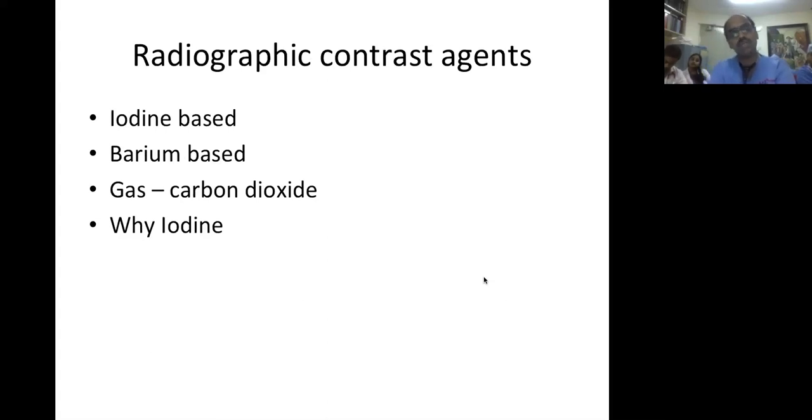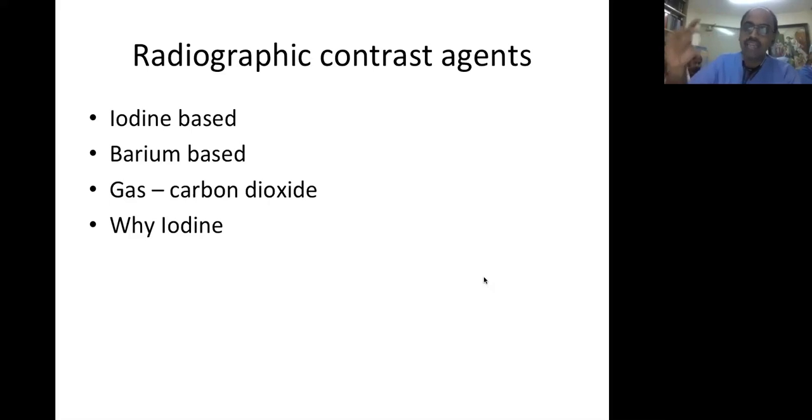In the cardiovascular system itself, sometimes gas is also used. For example, let us assume a patient is having severe renal failure and you are suspecting that the patient may be having a severe renal artery stenosis. What you can do is hook the blood vessel, the renal artery, and inject carbon dioxide. So what will happen? Carbon dioxide is a gas. It is going to allow the X-rays to pass through. So it will look similar to the stomach gas bubble or the lungs, it will become black in color.